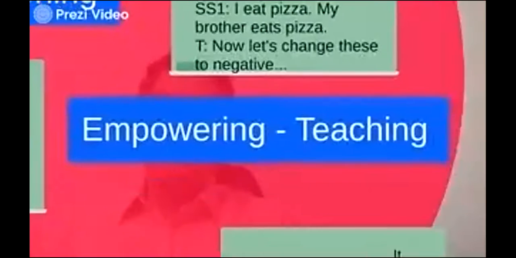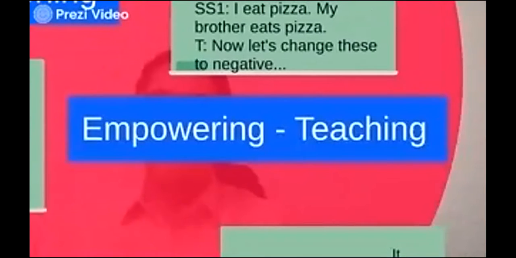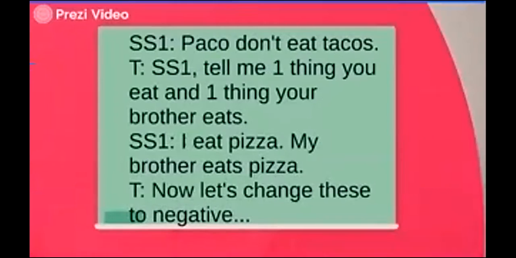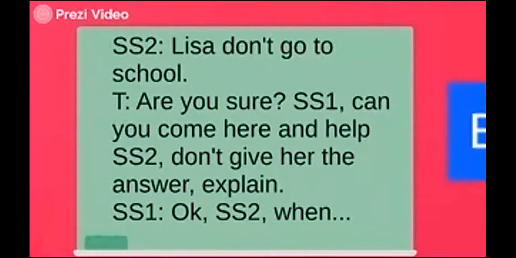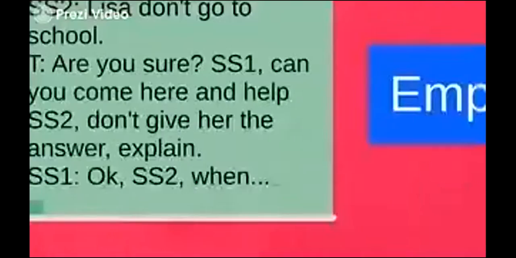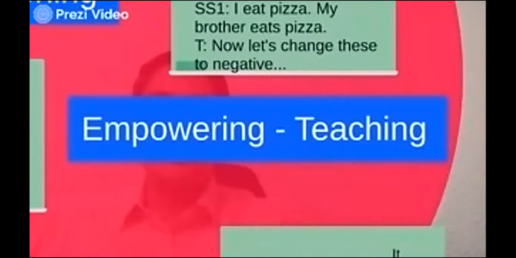Another example is something that I'm calling empowering teaching. An example of this could be, one of the students says, student 2, Lisa, don't go to school. The teacher can say, wait a minute, are you sure? Student 1, come here and help student 2. Don't give her the answer, explain. So when the student is teaching another student, you're helping both students.